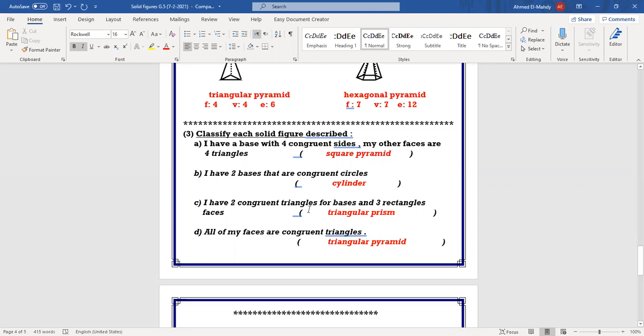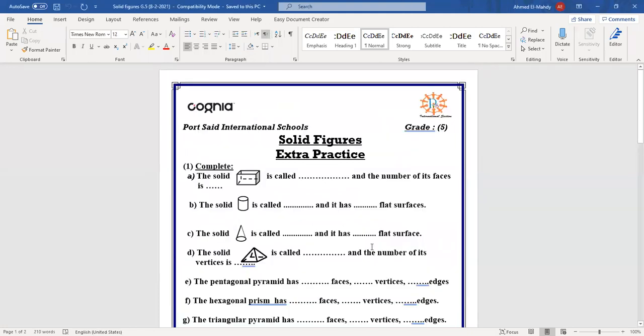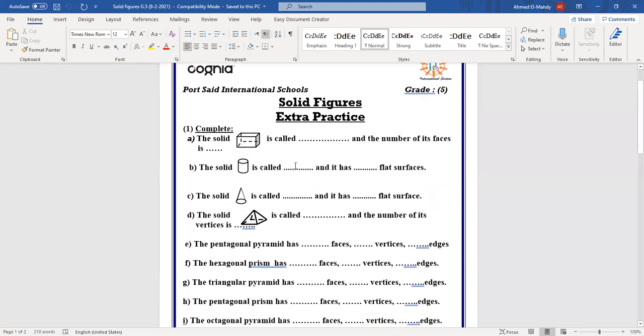Okay. Now we'll start in today's sheet. We will start the solid figure. Okay, this is our sheet today. Complete.